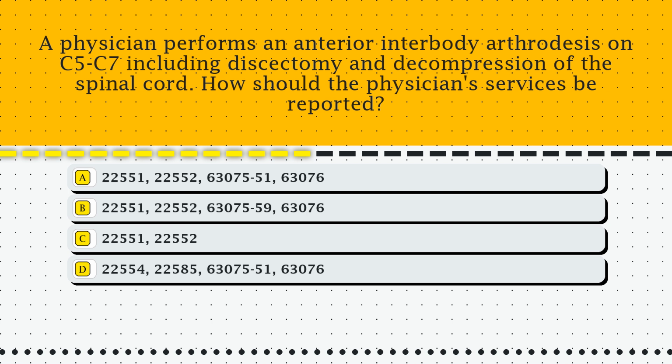Option B, 22,551, 22,552, 63,075 to 59, 63,076. Option C, 22,551, 22,552. Option D, 22,554, 22,585, 63,075 to 51, 63,076.